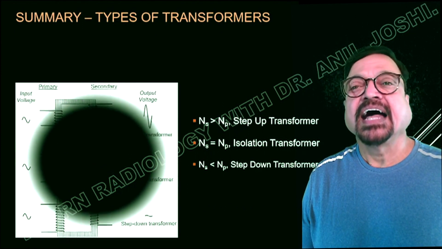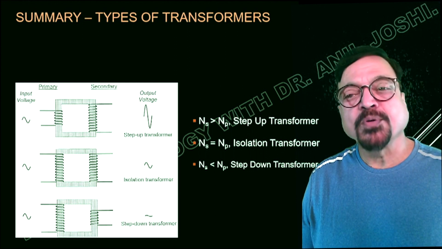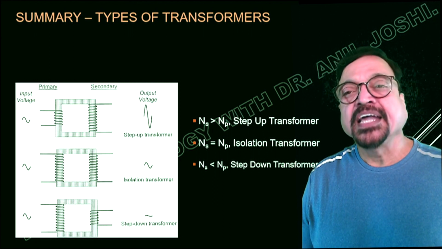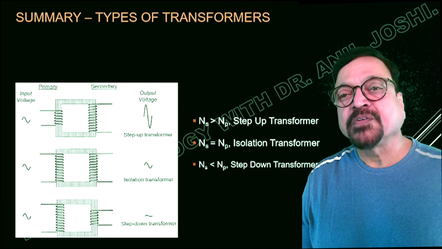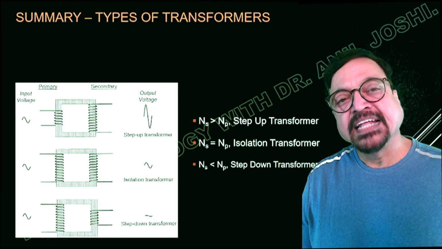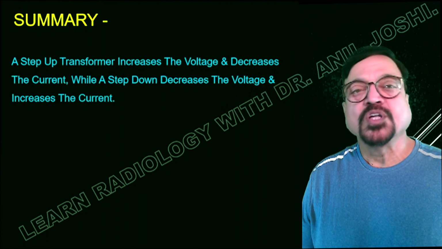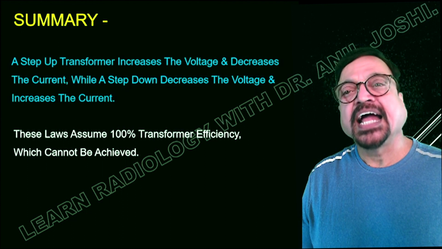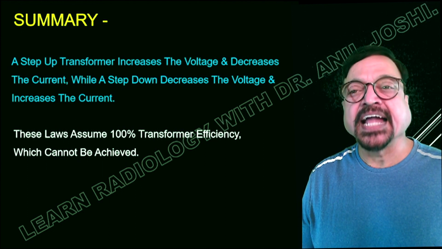Now we are at the summary, a summary of types of transformer. We have the autotransformer, which we discussed somewhere else. We have step up and step down transformers. Here we have shown you diagrammatically the step up transformer and step down transformer, and how the primary and secondary ratios can change the output voltage. So let's summarize everything. A step-up transformer increases the voltage and decreases the current, while a step-down transformer decreases the voltage and increases the current.